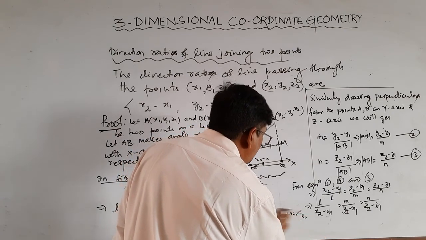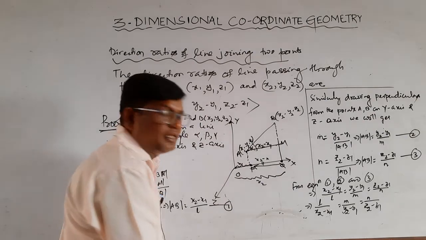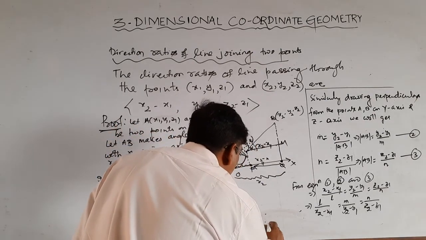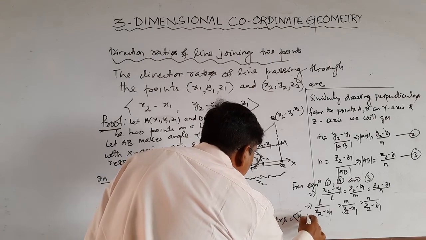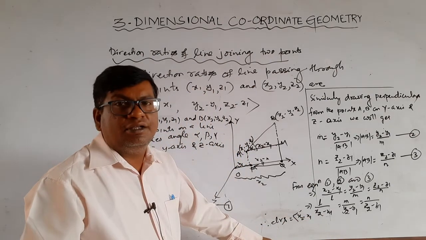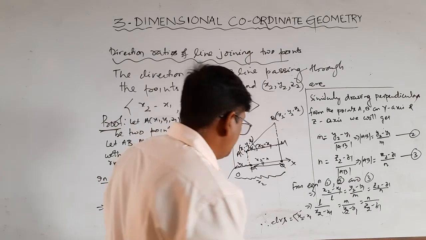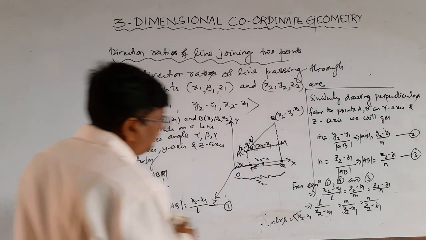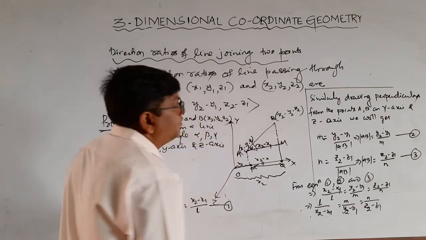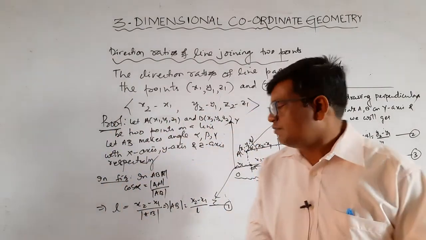Therefore the DRs are x2 minus x1, y2 minus y1, z2 minus z1.